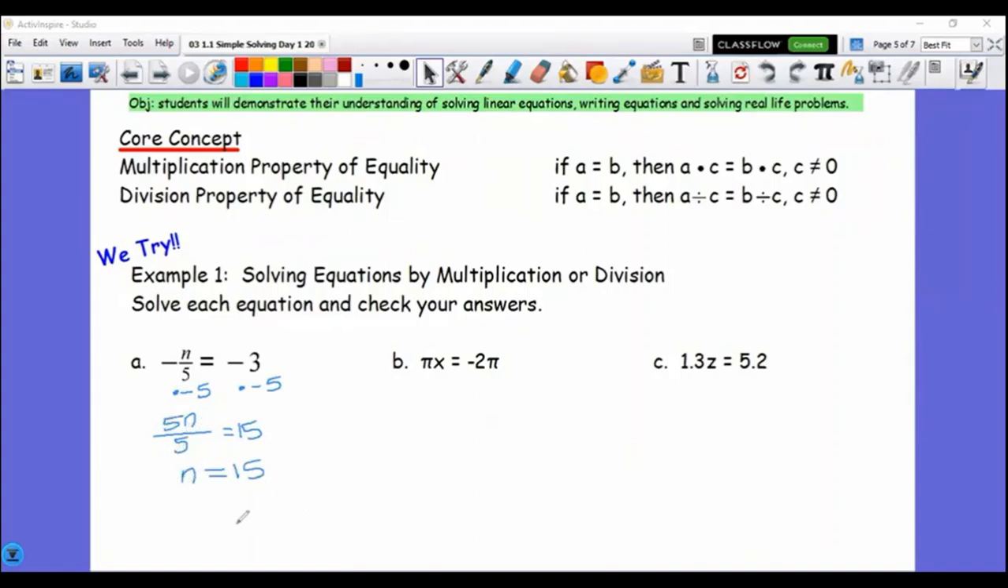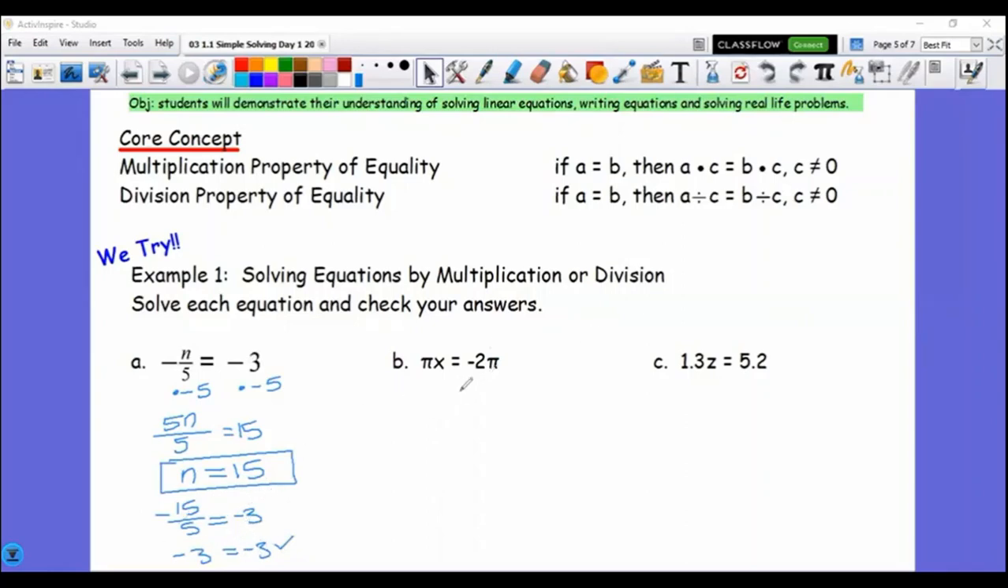Now, we do want to check our answers here. So I'm going to plug in 15 for n. So negative 15 divided by 5. Let's see if that equals negative 3. Well, 5 goes into 15 3 times, so in fact, I am correct. I've checked my answer, so I can now box my solution. Remember, we are doing all of this to justify, support our answers. You don't always have to show that you are checking your work, but it is good practice.